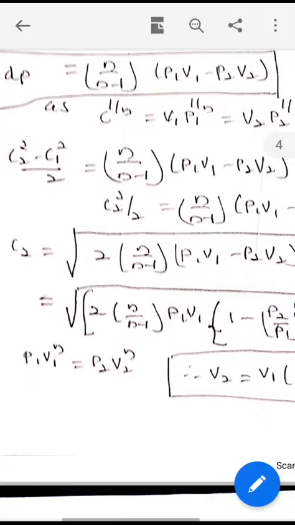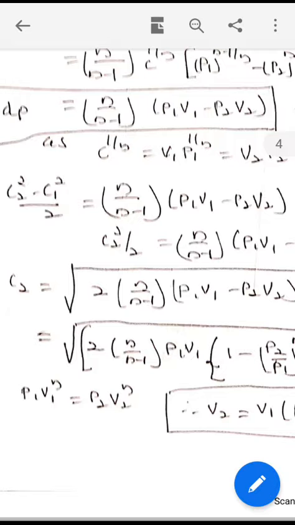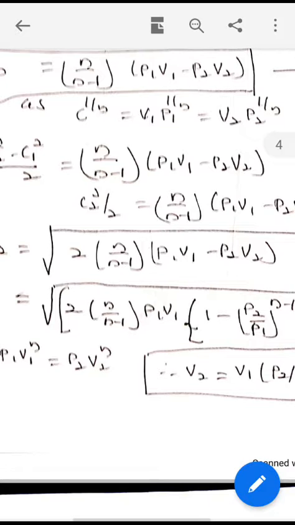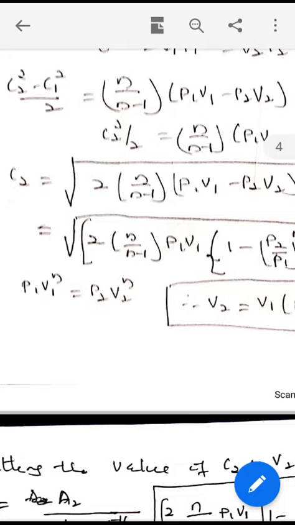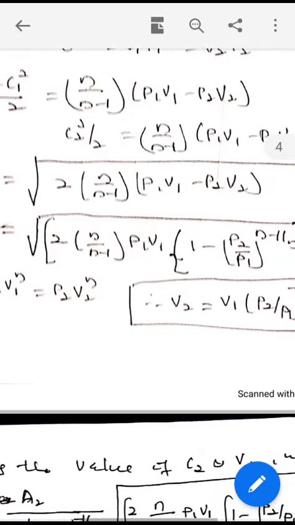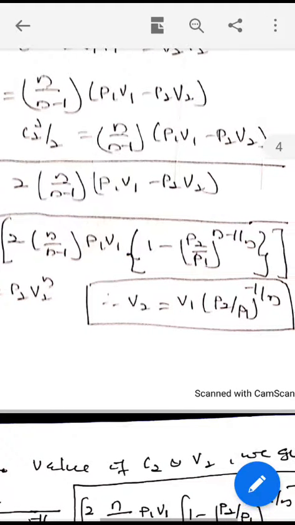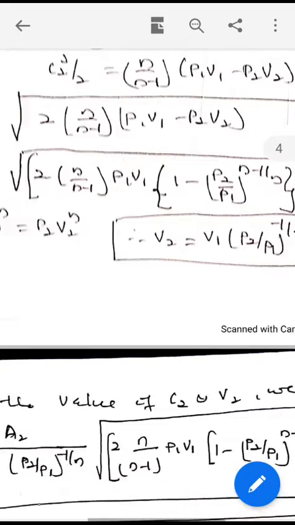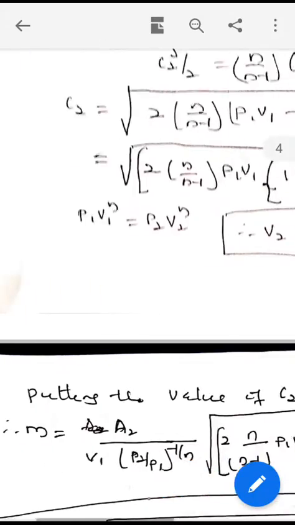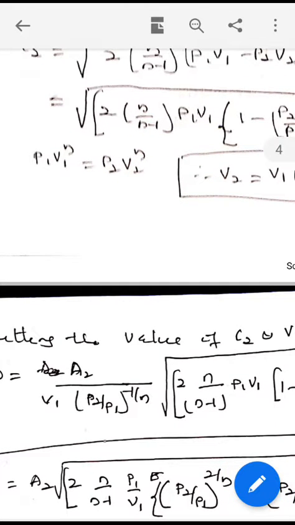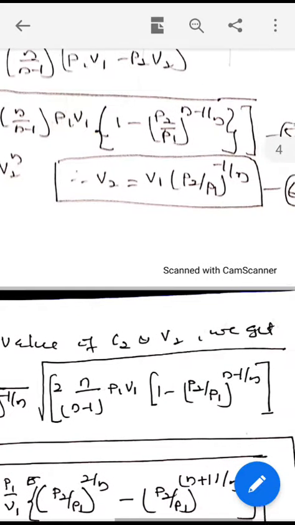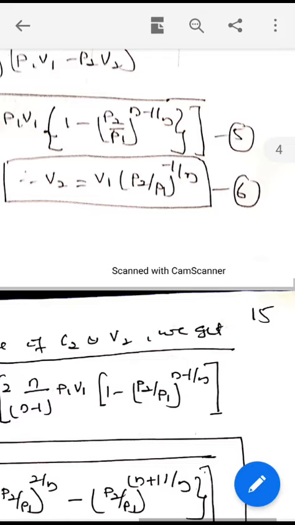Then, neglecting the initial kinetic energy C1, C2 is equal to root of 2n by n minus 1 times (P1 V1 minus P2 V2). Taking P1 V1 outside, we get C2 equal to root of 2n by n minus 1 times P1 V1 times (1 minus (P2 by P1) raised to n minus 1 by n). This is the equation for the velocity C2. Then we have P1 V1 raised to n equal to P2 V2 raised to n. Therefore, V2 equal to V1 times (P2 by P1) raised to minus 1 by n. Equation number 6.